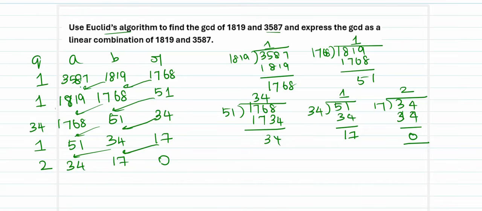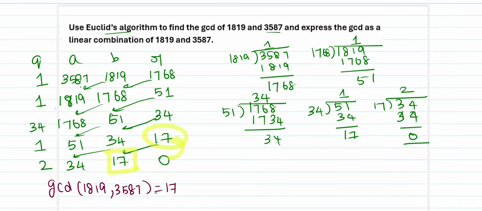So what is going to be the GCD? The GCD is going to be the value taken by the position B, or the last non-zero remainder. So I now know that the GCD of 1819 and 3587 is going to be equal to 17.